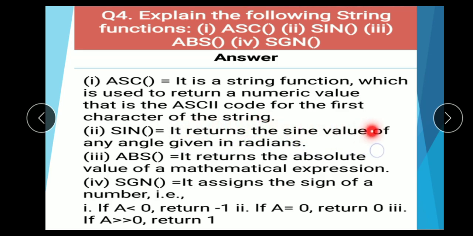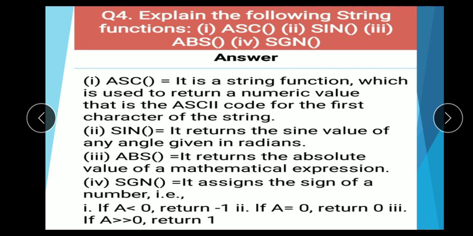Second, SIN function. It returns the sine value of any angle given in radians, like sin 0, sin 30, sin 45, like this. Third, ABS function. ABS function returns the absolute value of a mathematical expression. Absolute value means if ABS is given minus 64, then it returns the absolute value, 64 only, not negative, only a positive value through the ABS function.